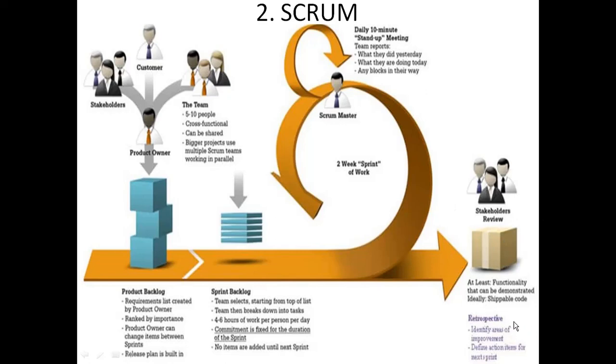That is nothing but a retrospective. This retrospective identifies areas of improvement and defines action items for the next sprint. This is done by the stakeholders themselves, that they test the product themselves, and if they find some problems or areas that are defective, then a 2 week sprint is again set. That is, within 2 weeks the work should get completed within the given changes.